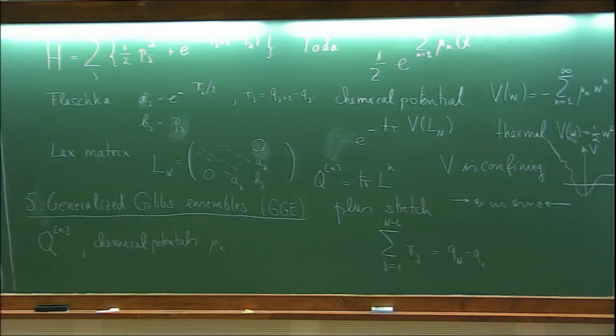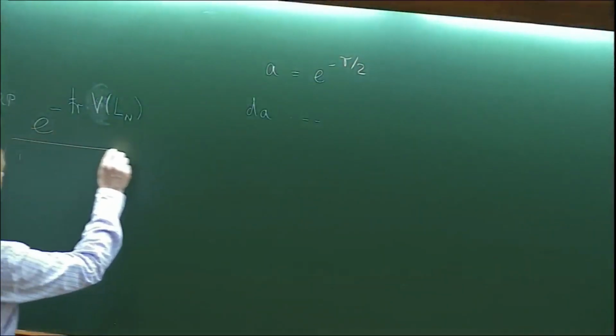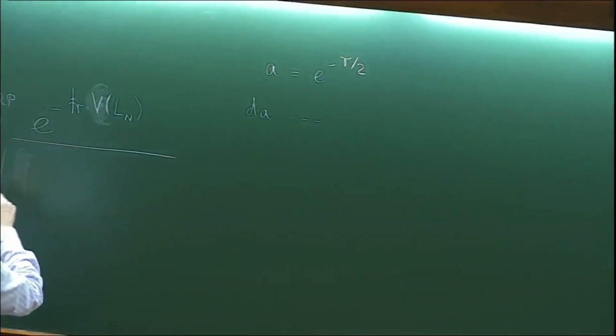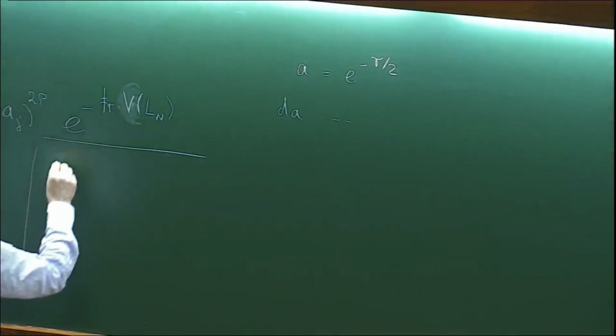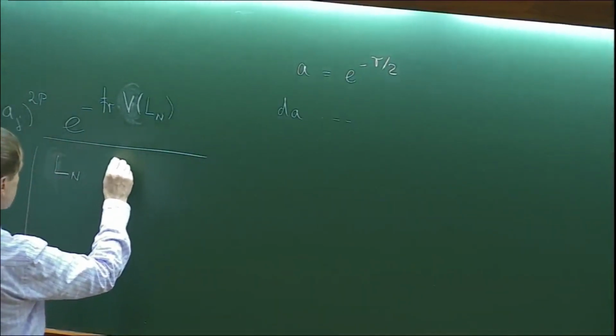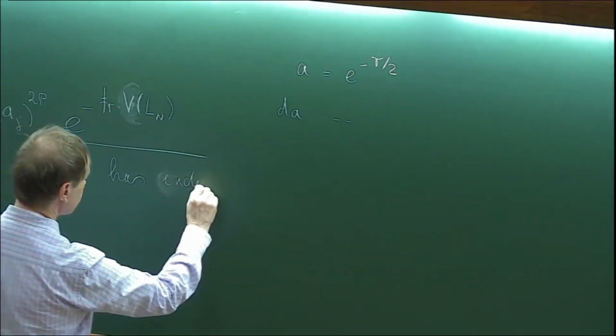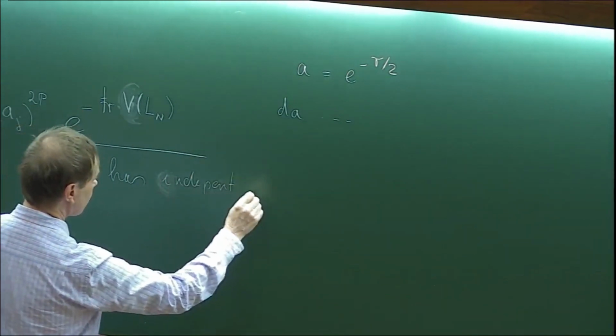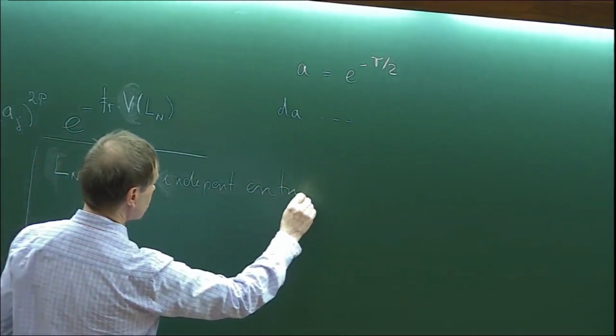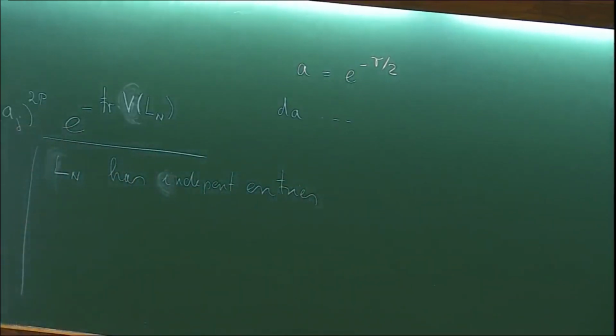Okay, so they are independent, but let me put it here. So this continues the thermal case. Ln has independent entries. And so let's look a little bit more carefully at what we have.